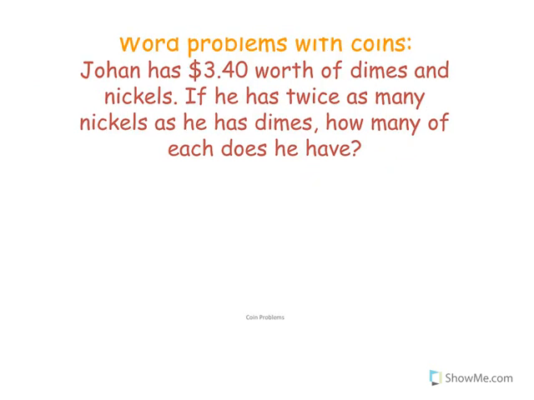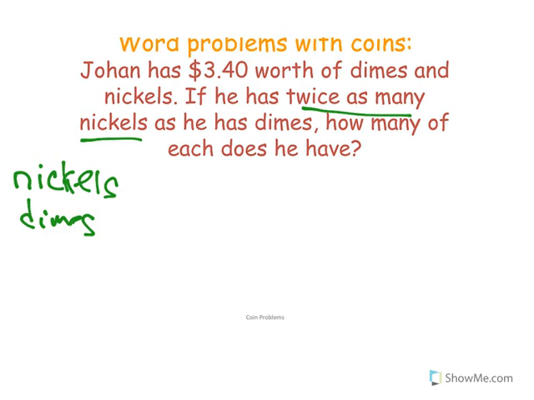All right, so let's get started here. Johan has $3.40 worth of dimes and nickels. He has twice as many nickels as dimes. Okay, so a few things here, right? First, we generally want the variable to be what we have less of. So we're going to say we've got some nickels and we've got some dimes.